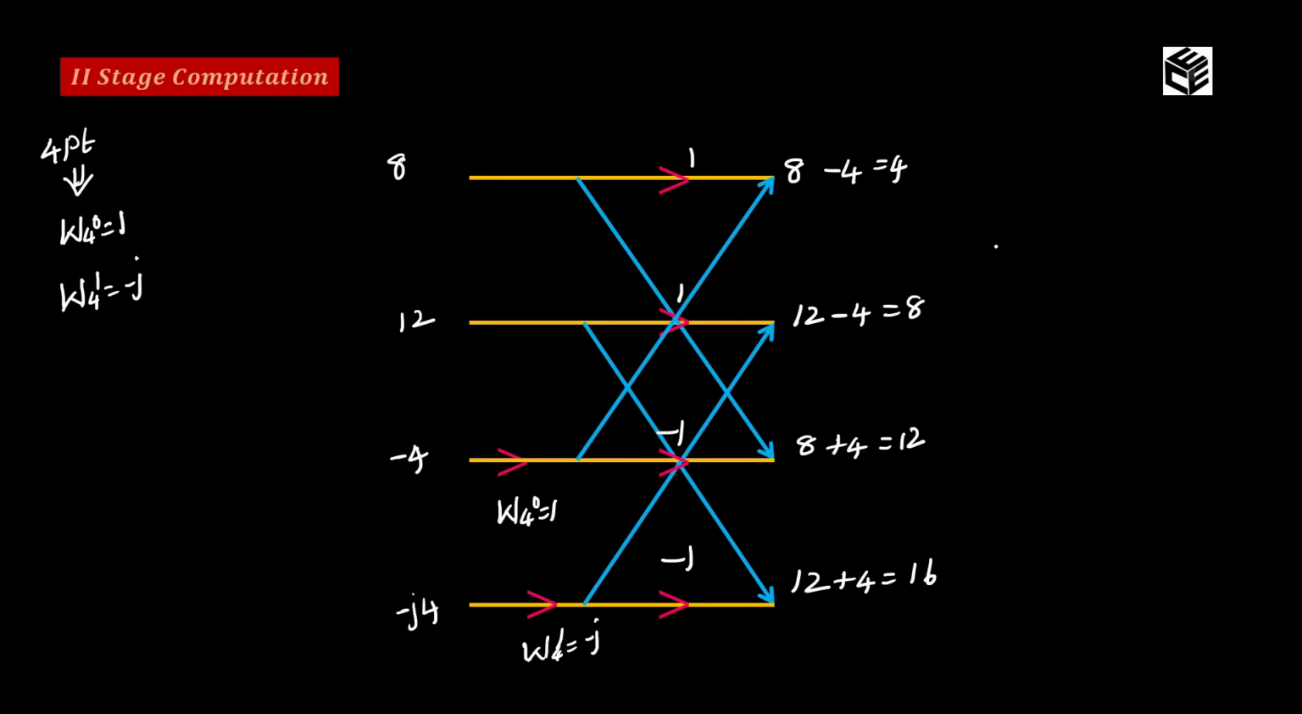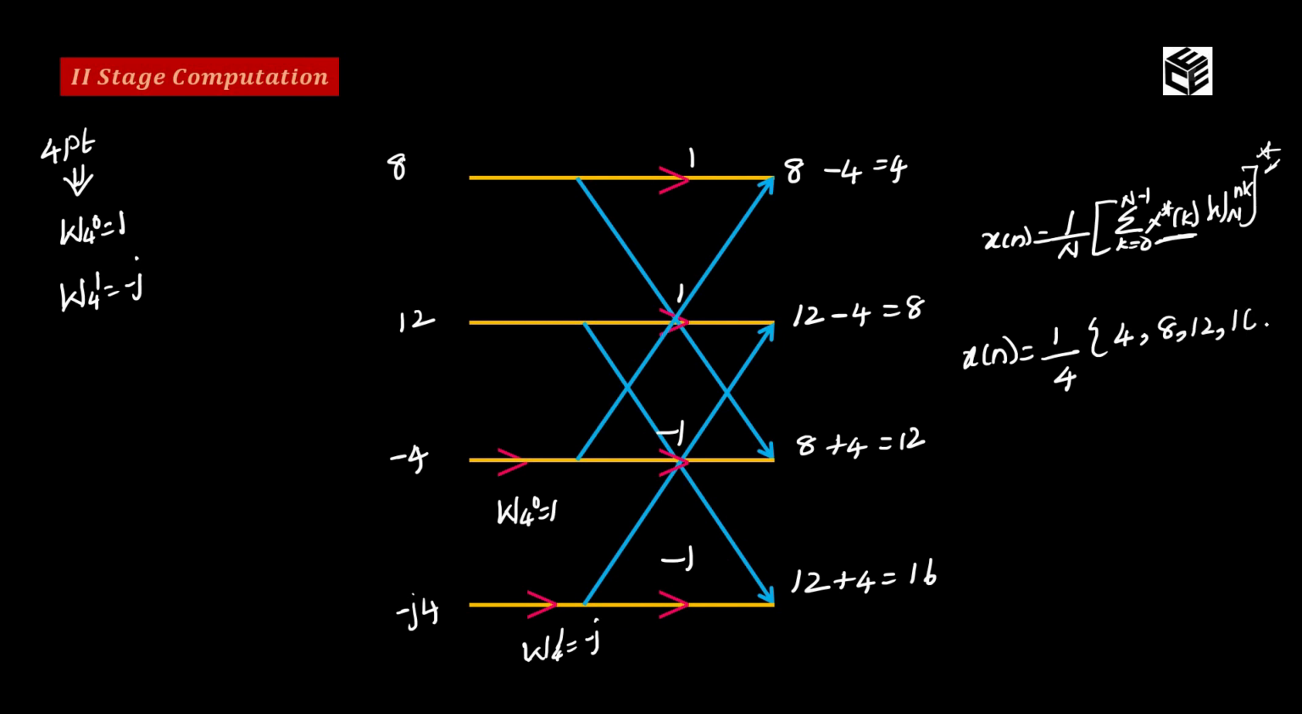But we know the formula. What is the formula? x of n is equal to 1 by n summation k equal to 0 to n minus 1 x conjugate of k W n to the power nk, the whole conjugate, right? This x conjugate is over. Now we need to take the whole conjugate. So the conjugate of this output, that is 4, 8, 12 and 16, all are having real parts. So if we take conjugate, we will get the same answer. But the only difference is we need to divide by n value. So it is 1 by 4 into, n value is 4, 1 by 4 into 4, 8, 12, 16. Therefore, the final answer is x of n is equal to 1, 2, 3, 4.